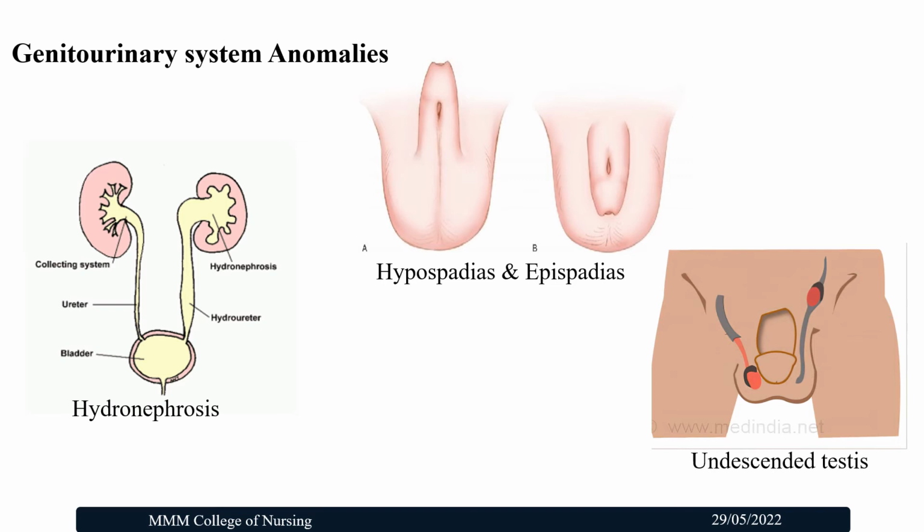Hydronephrosis is a condition in which one or both kidneys become swollen due to incomplete emptying of the urinary tract. Moving to hypospadias and epispadias, which are abnormal urethral openings in the penis, where hypospadias is an abnormal opening in the ventral aspect of the penis, whereas epispadias is on the dorsal surface of the penis. And moving to undescended testes, also called cryptorchidism, it's a condition in which one or both testes have not descended into the scrotum.